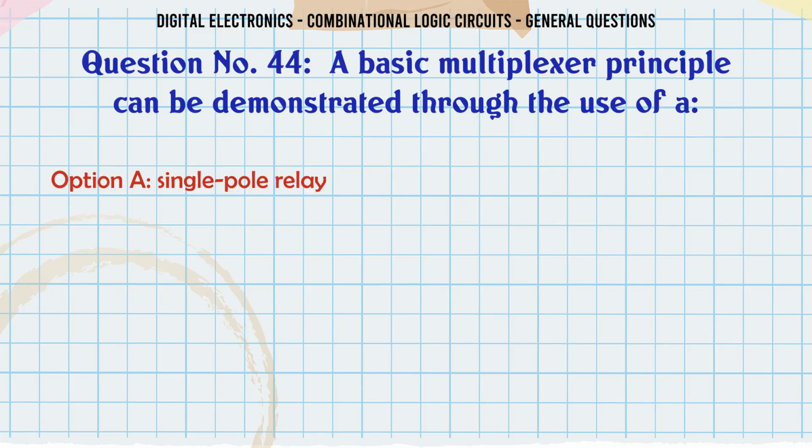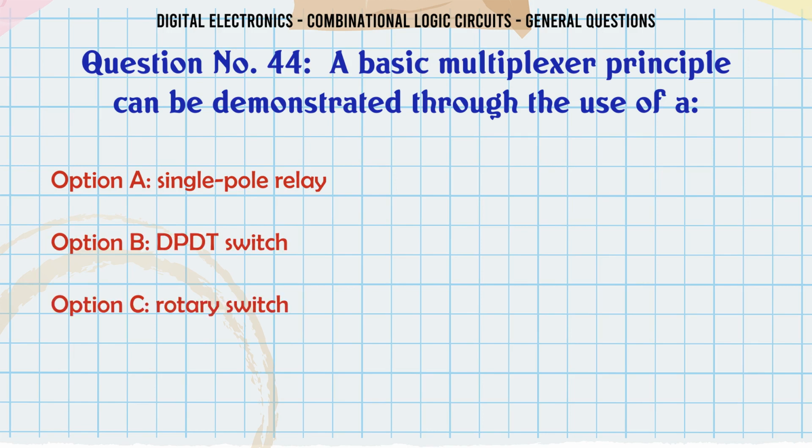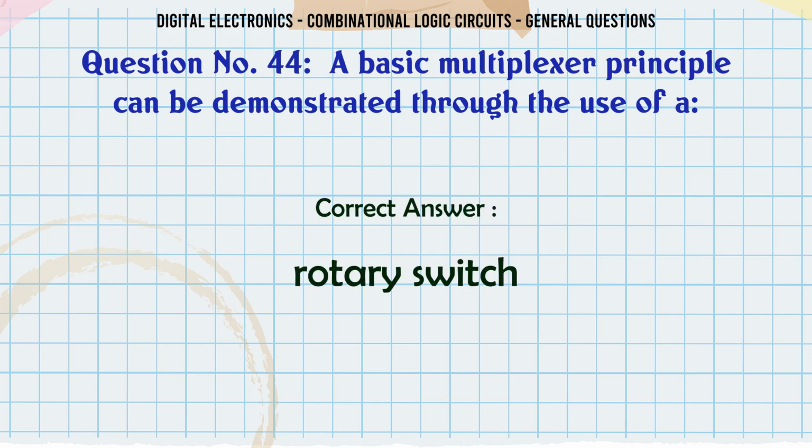A basic multiplexer principle can be demonstrated through the use of: A. A single pole relay, B. DP/DT switch, C. Rotary switch, D. Linear stepper. The correct answer is rotary switch.